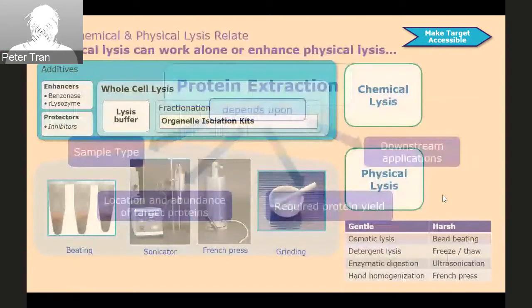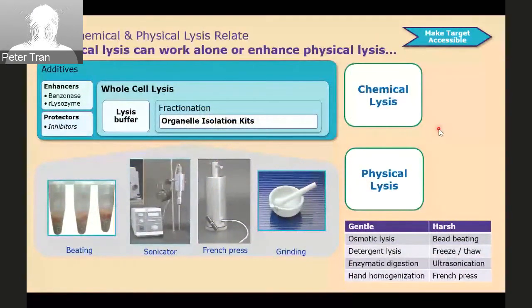Okay, regarding the extraction, there are two typical methods. You can use physical lysis or chemical lysis, or a combination of both methods, right? With physical lysis, you normally use beating, sonication, French press, or grinding. If you have plant tissue, for example, you normally do the grinding. Or if you have bacteria, people normally do sonication.